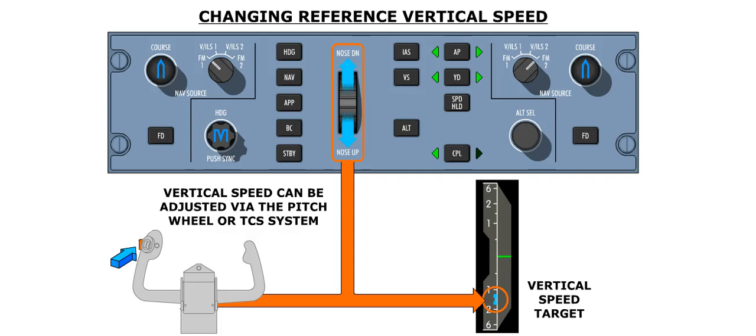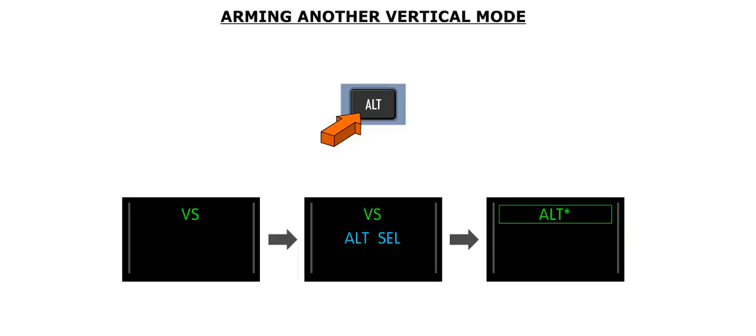The reference vertical speed can be changed by rotating the pitch wheel on the FGCP. Rotating the wheel will maintain the aircraft in the vertical speed hold mode while changing the vertical speed reference value. The selected vertical speed is indicated by a cyan bug on the vertical speed scale of the PFD. The touch control steering or TCS system can also be used in the vertical speed hold mode to change the reference vertical speed. Any other vertical mode can be armed while operating in the vertical speed hold mode. Once the new mode is captured, the vertical speed hold mode will automatically disengage.